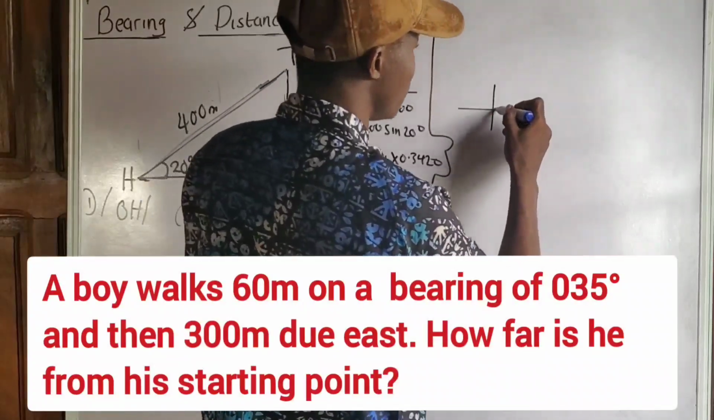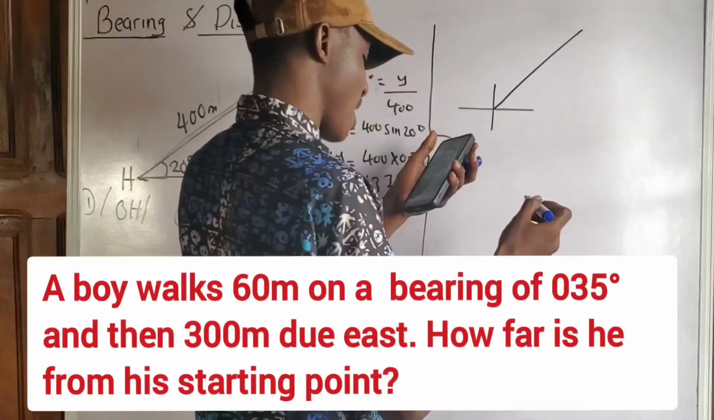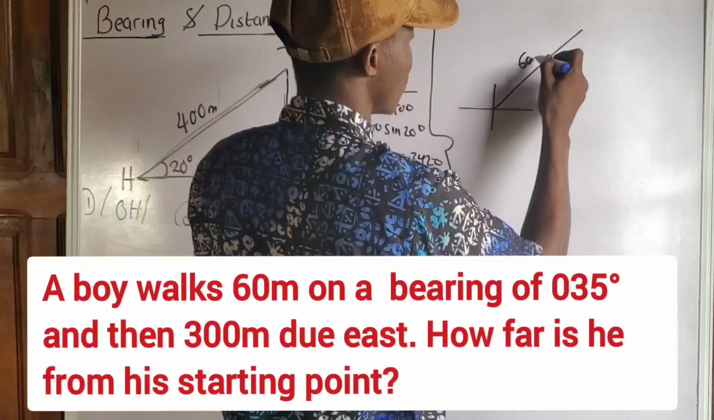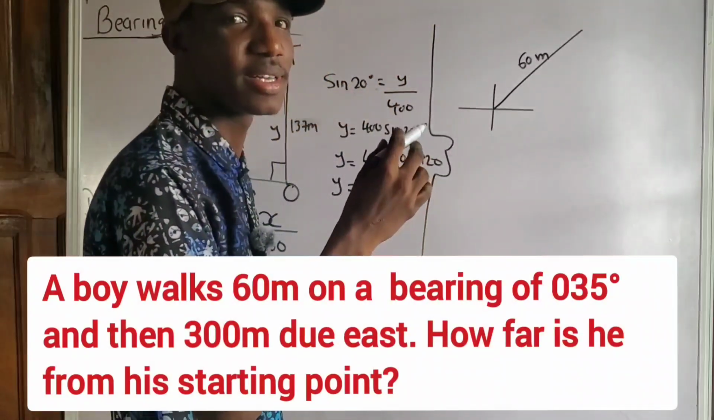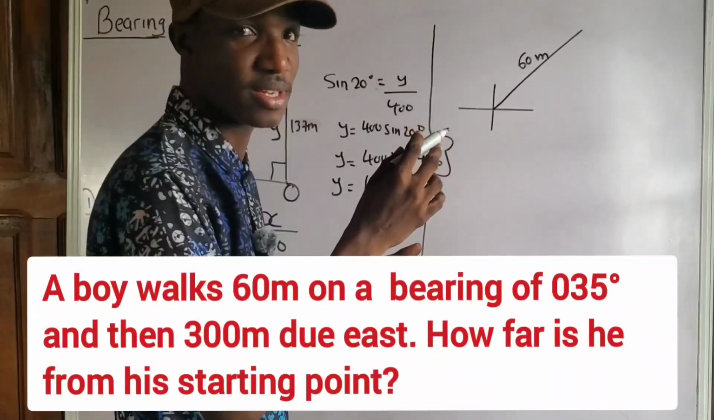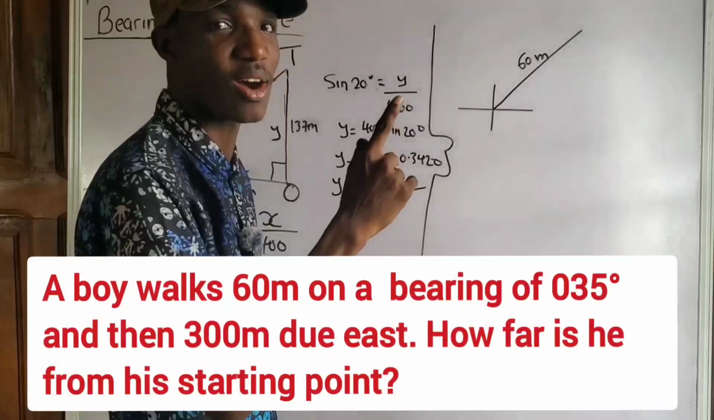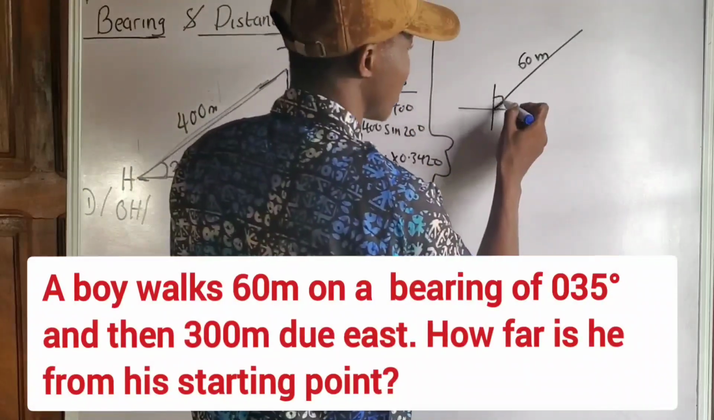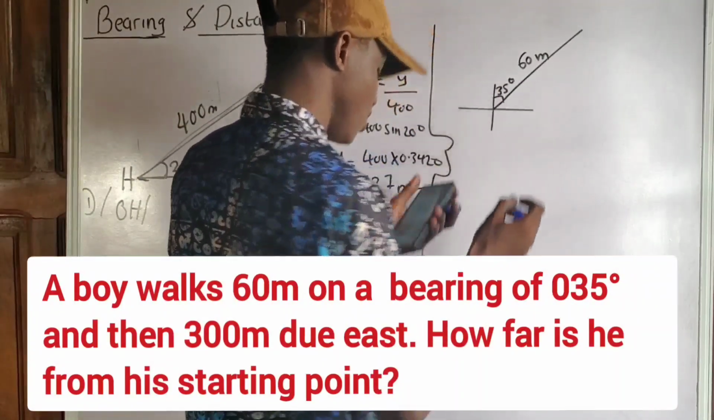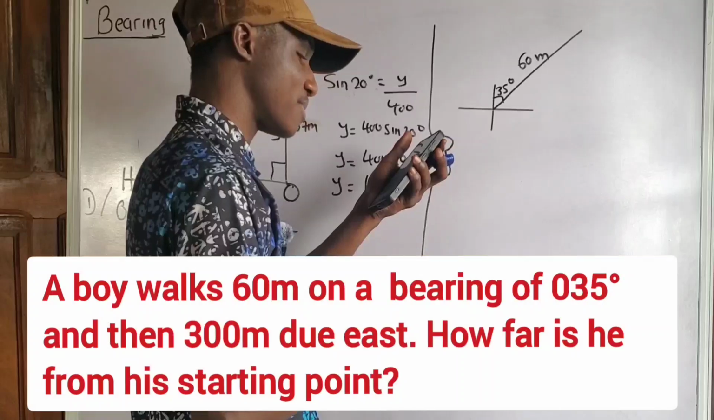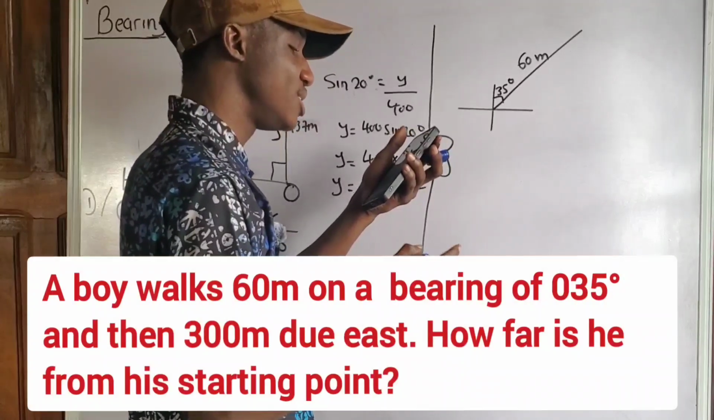Okay. 35 degrees will be somewhere here. And the distance is what? 60 meters. The boy walks 60 meters on a bearing of 35 degrees. So this is 35 degrees. Do you understand? On a bearing of 35 degrees. And then due east.